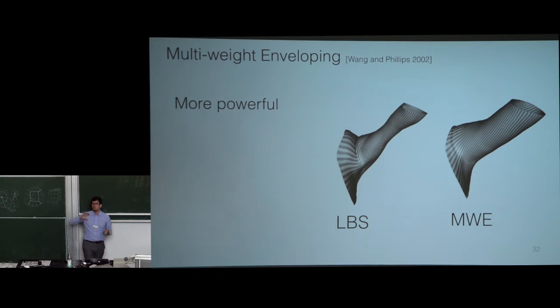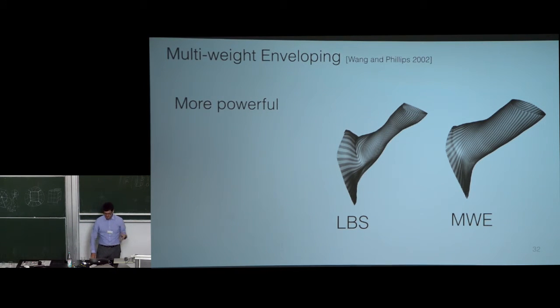And in particular, you can get rid of this candy wrapper effect that's happening near the shoulder. So here's the best possible deformation that you can make using linear blend skinning. But if you expand this space and you allow more weights for each bone, you can reduce this volume loss.